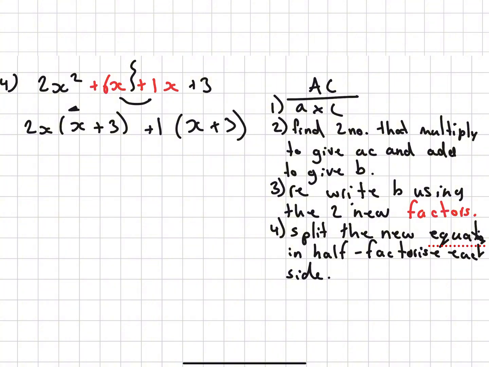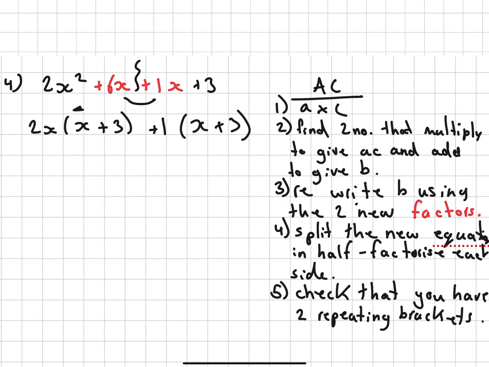Okay, so at this point it's really important that you go ahead and check that you have two repeating brackets. So in this question I've got x plus 3 and x plus 3 again. At this point, if you do get two different brackets, it's really important to go back and check your workings out in case you've made a silly mistake. So for step 5 of the AC method, we can just write down, check that you have two repeating brackets. So now for the last step of the AC method, all that we're going to do is place everything into its factorised form.